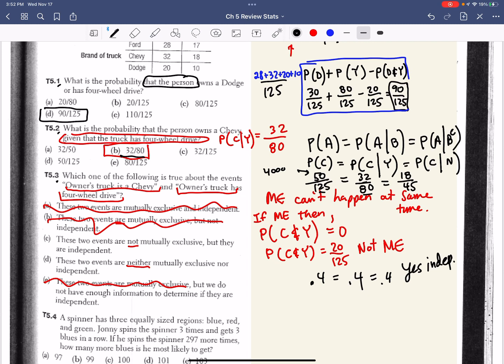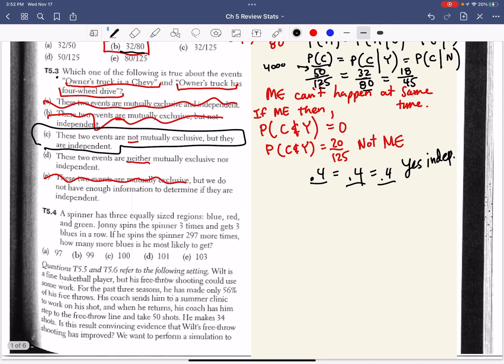So I have no better or worse chance of guessing if I know you have a Chevy. It doesn't help me in knowing whether you have four-wheel drive or not, because it looks like 40% of these people have a Chevy, 40% of people with a Chevy do have four-wheel drive, and actually 40% of people who don't have four-wheel drive have a Chevy. So it's all the same. So they are independent. So we're going to pick C. All right, question number 4.